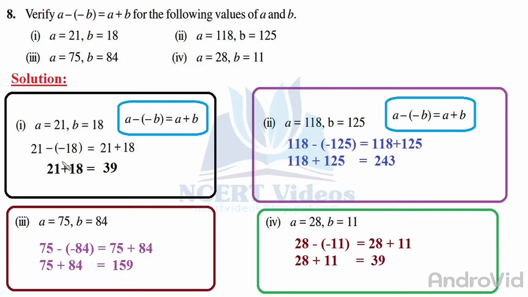You can see here minus minus is plus. Left hand side equal to right hand side. This is your right hand side, and when you add 21 plus 18, it is equal.